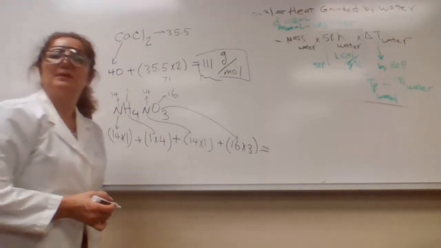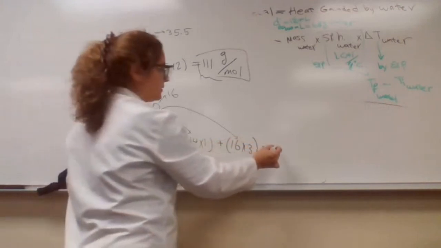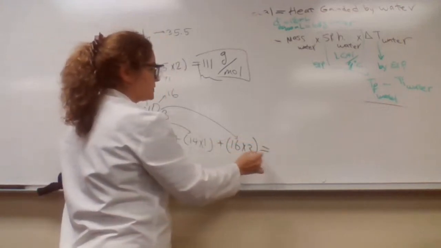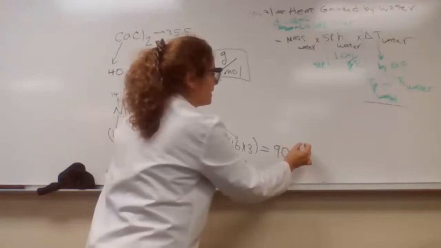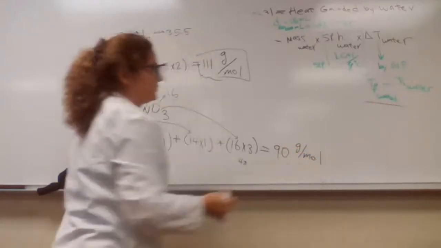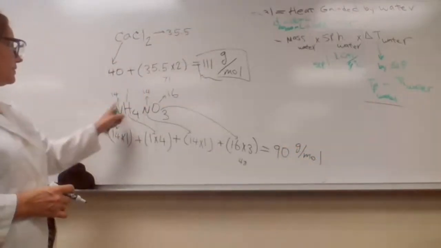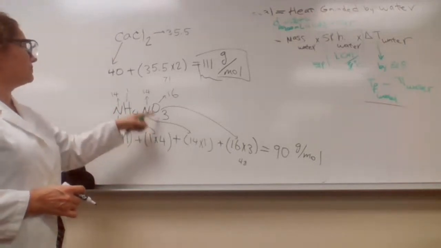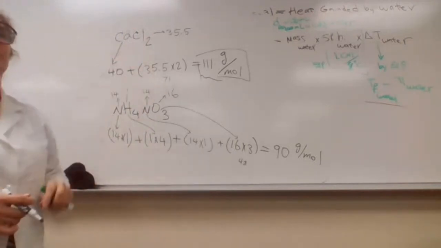Yes? Okay. Was it 90? Yeah, it's 90. Thank you. 90 gram per mole. Perfect. So we have the formula weight for ammonium nitrate. We have the formula weight for calcium chloride.